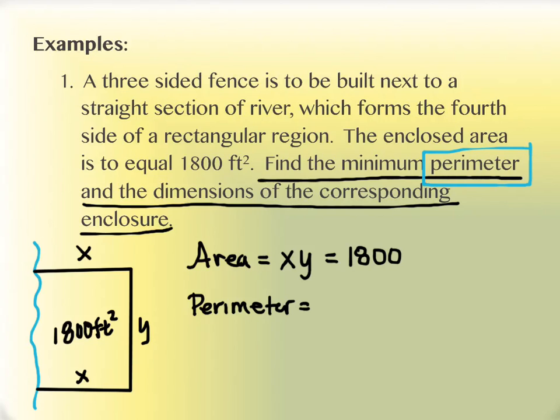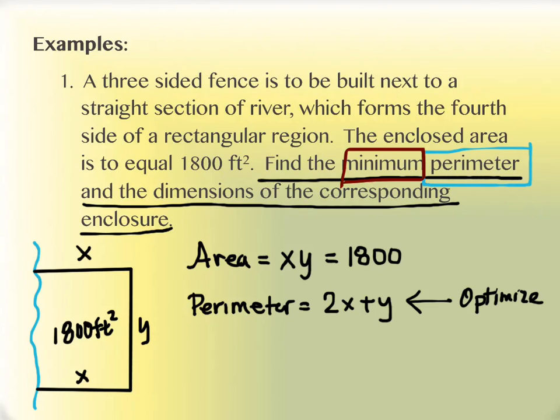What is the perimeter of this figure as drawn? 2x plus y. And we don't have an equals something on this one because we don't know what it equals. That's what we're trying to find. So this is what I'm trying to optimize, and I'm wanting to optimize it to be a minimum. I'll bring that back up in a minute when we get there.